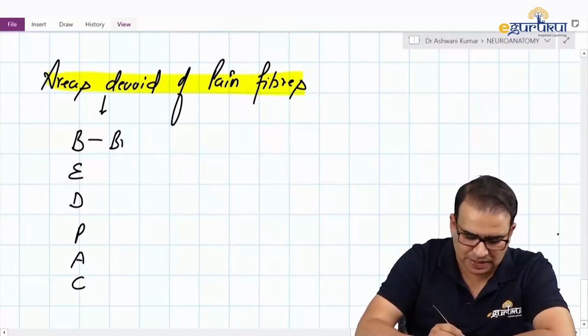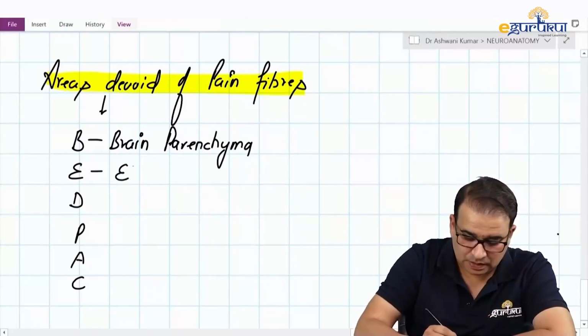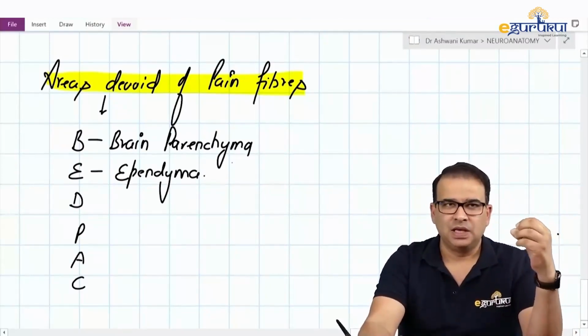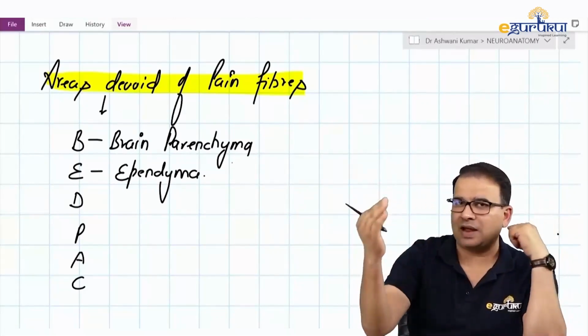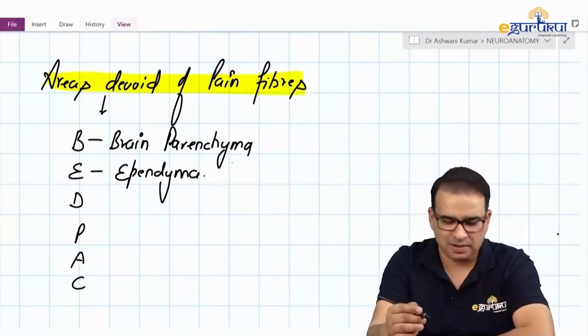B is for the brain parenchyma. E stands for ependyma. What is ependyma? Ependyma is the ventricular lining epithelium. If you look at the central canal or the lateral or third ventricle, any ventricle, they have a particular type of lining epithelium, and that lining epithelium is called ependyma.